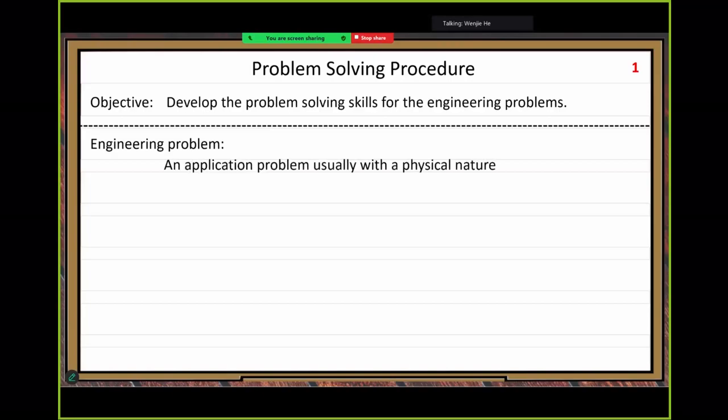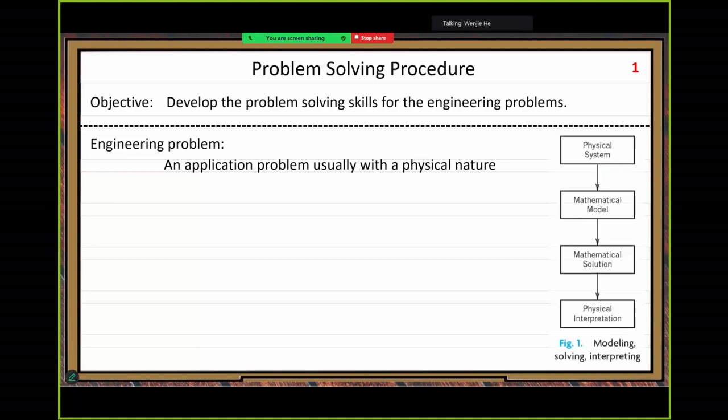For engineering problems, that means an application problem usually with a physical nature. So we need to have sufficient physics background, because most of the time we solve problems related to the physics laws. Many physics laws we need to apply.